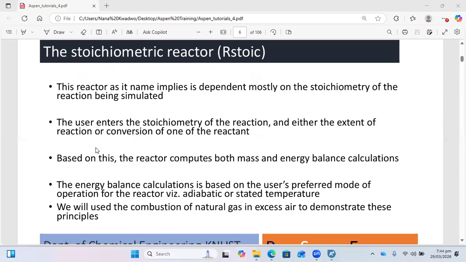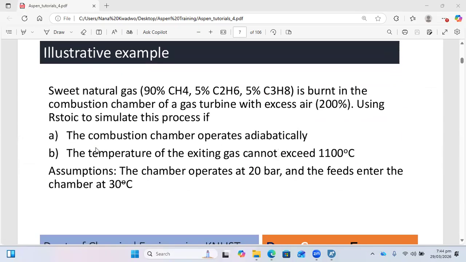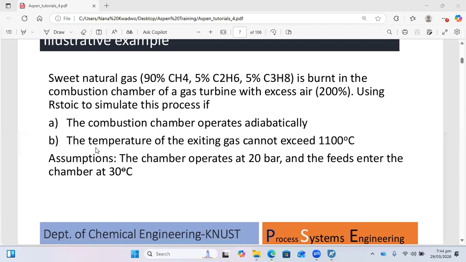And as we said, for this one, we need to have our stoichiometric equations, and we need to know maybe the extent of the reaction or the fractional conversion, and then we can pick it up from there. So we'll use an example to really tie everything together. We have sweet natural gas, 90% is methane, 5% is ethane, and then 5% is propane. And we are being told that it is burnt in a combustion chamber of a gas turbine with excess air. And that's 200%. So it's in excess of 200%.